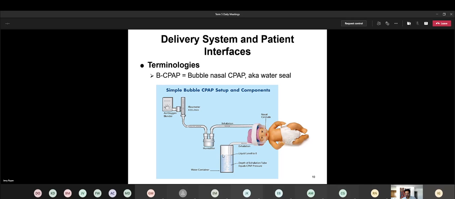So this is, again, how you could just create your own little bubble CPAP system if you didn't want to spend the money on the one the manufacturers will make for you. And that's all it really requires.